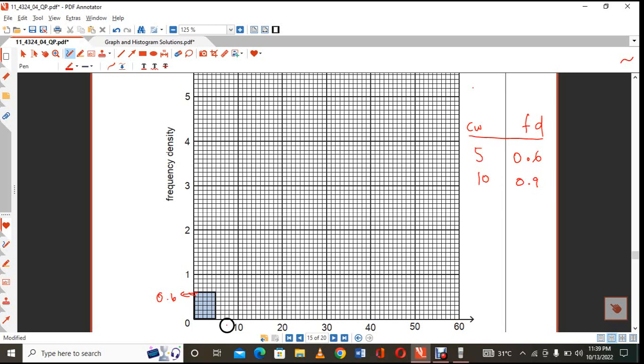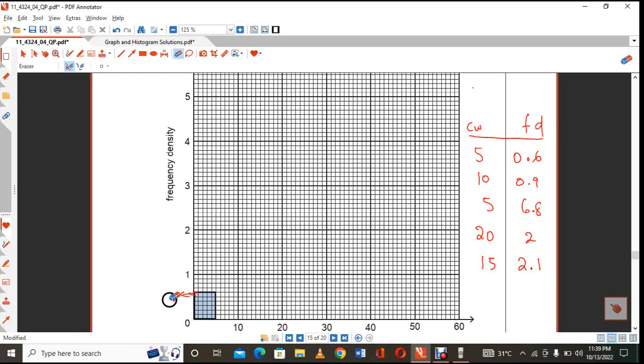Okay, the next one was 10, and it was 0.9. And the class width is 10, so I'm going to go from here, 10 all the way up to here. Okay, and the next one, the class width was 5 as well, and that was 6.8. This was the model class. And the next one, the class width was 20 and the frequency density 2, and the last one was 15 and about 2.1. Okay, so we are now going to complete our histogram.